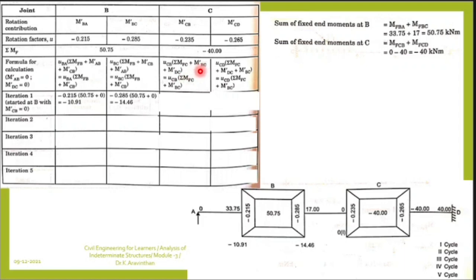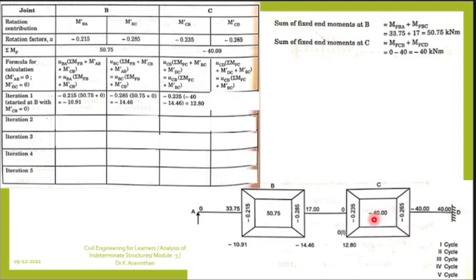So you have M dash BC. What is the M dash BC here? 14.46. So you have to add 14.46 plus minus 40, that is minus 14.46 minus 40, you will be getting 54.46, isn't it? Into the rotation contribution factor, that is 22.30. In terms of formula, you can write it like this. And your answer will be 12.8. And how to make the first cycle end? So this is the end.